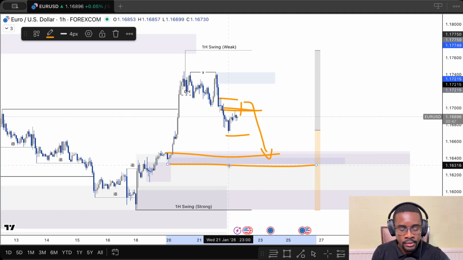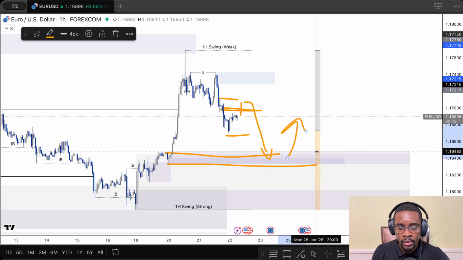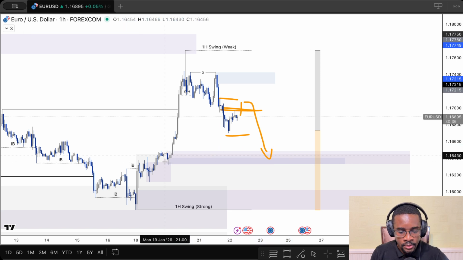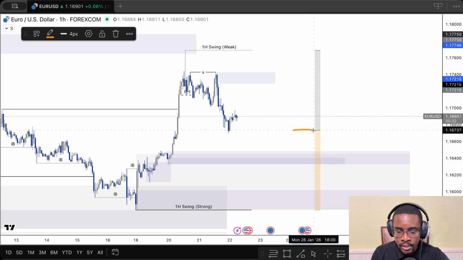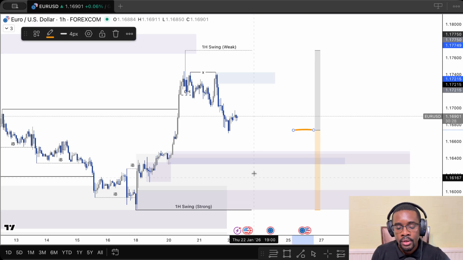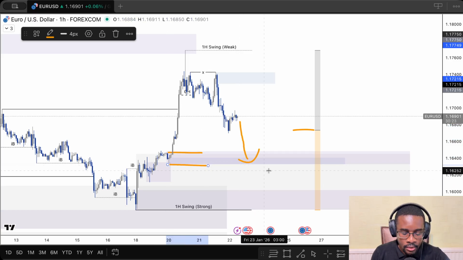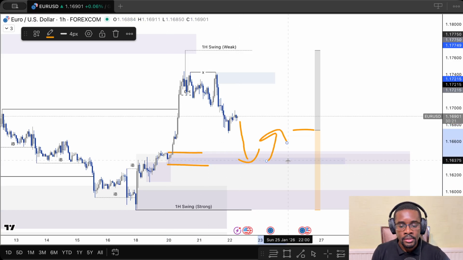That is nested in the 4-hour POI, and from there we can be looking to go long. An advantage for that is that price will be in discount. This is our discount, this is our equilibrium of the range. So here we'll be in discount, so that just adds to the odds for the position.